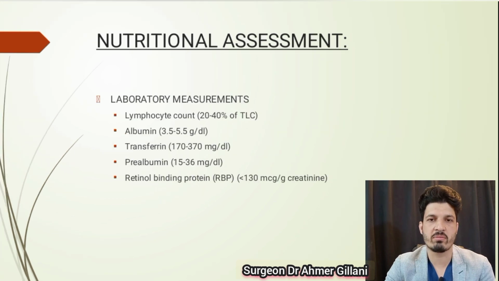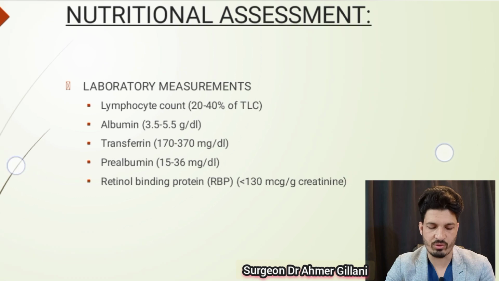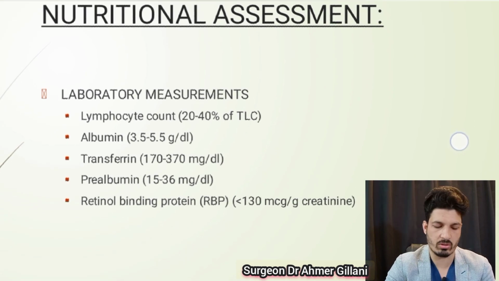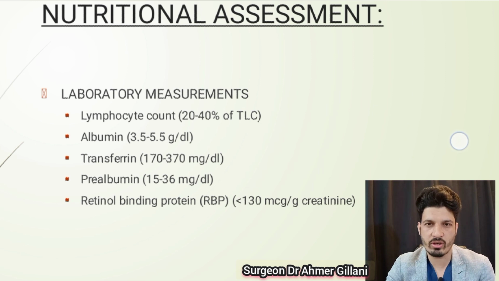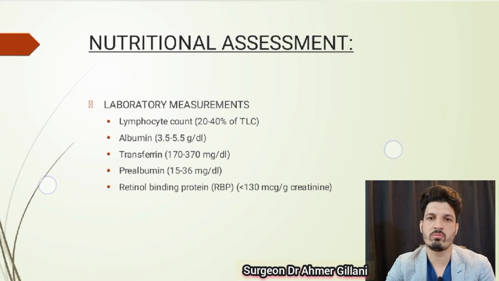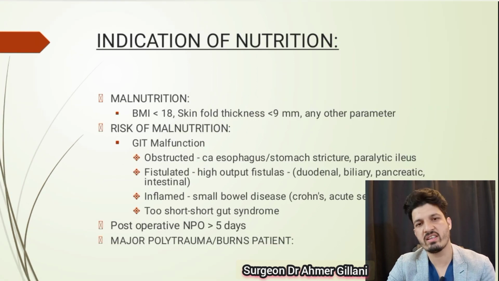And there are some lab parameters also that you are seeing on your screen. They are lymphocyte count, albumin, transferrin, pre-albumin, and retinol binding protein. I am not going into the details of these. You can pause the video and take the screenshot. I will discuss more the practical implications basically. So this slide is important.